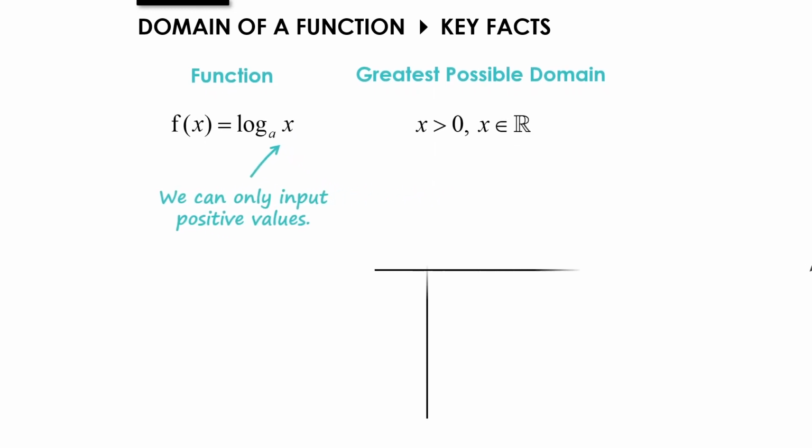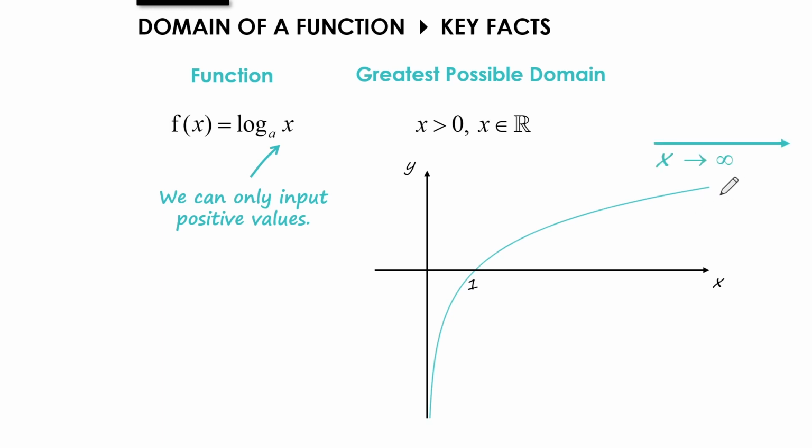Making links with the shape of the graph, notice that the graph of log x only exists for positive values of x. And also notice that at the far end of the graph here, it goes off to infinity for positive values of x.